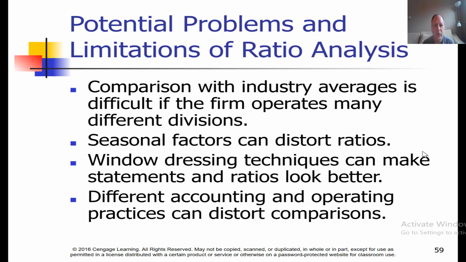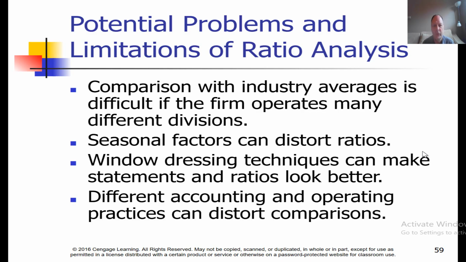There are potential problems and limitations of ratio analysis. Comparison with industry average is difficult if the firm operates in many different divisions. A good example of this would be the company General Electric, which seemed to try and be a lot of different companies combined together. They finally had the sense to at least break that up into 3 companies this year, which should have been done a long time ago.